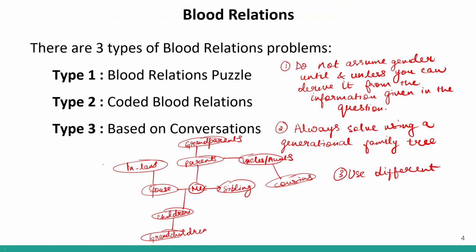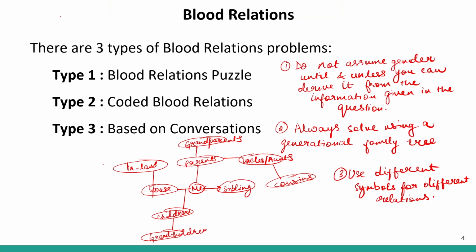Third thing, use different symbols and annotations. What do you mean by that? Use different symbols for different relations, so in order to avoid confusion. I always suggest to use different symbols. You can have your own symbols or you can use mine.